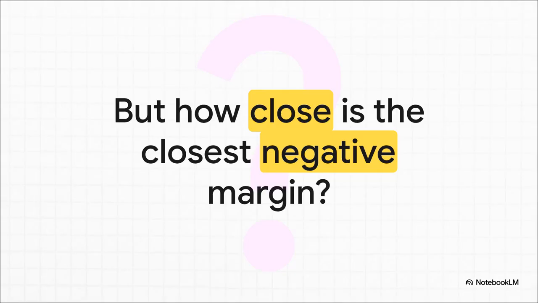But here's the thing. Just saying negative isn't the whole story, is it? The clinical team needs to know more. I mean, if the tumor is just a tiny fraction of a millimeter from the ink, that's a completely different situation than if it's 3 centimeters away. The risk of it coming back is way higher when the margin is that close.